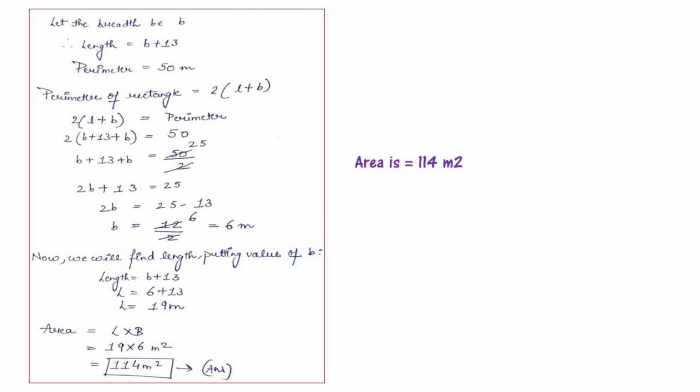Now after solving this equation we will receive the value of b, that is 12 by 2, that is 6 meters. Now we will find the length by putting the value of b here: length is equal to b plus 13, that is 6 plus 13, that is 19 meters. Now we will find the area, that is length into breadth. Putting length 19 and breadth 6, that is 114 meters square. So the area is 114 meters square.